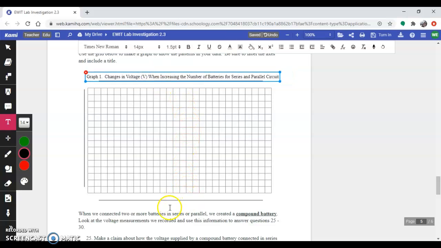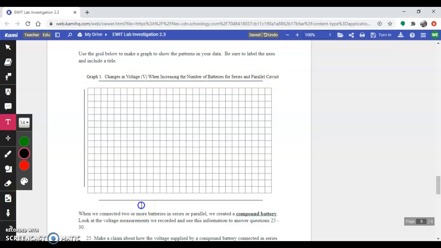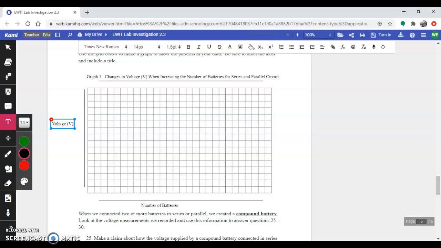Okay, so now we need to label our x-axis, and that's our independent variable. So this is going to be the number of batteries. And then our y-axis, unfortunately, I'm not sure if we can take our text and have it going vertically where it's read from the bottom to the top. I'm not sure we can do that, so we're just going to keep it horizontal right now. So we're going to say that our dependent variable is the voltage, and that's in V.